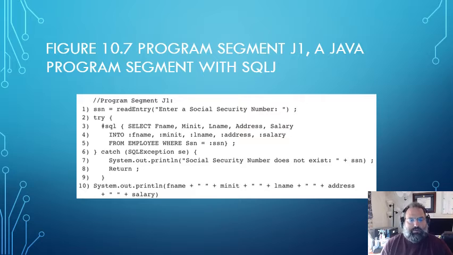This is another example of using a Java program segment with SQLJ, and you basically can see the commingling of select statements with Java code. Again, almost everything that I've ever seen using Java to access a database is going through JDBC. This is kind of an interesting side note, typically not something that's done.